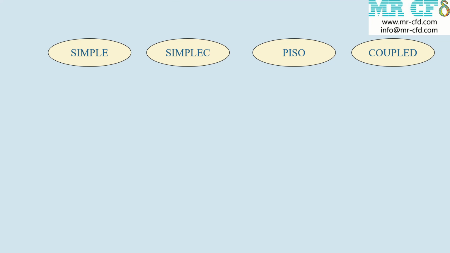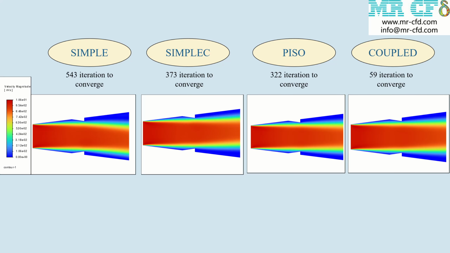In our simulations with different algorithms and schemes, we can delve into the formulations of each algorithm to understand their results. Let's first examine the total iterations required to reach convergence for each algorithm in pressure-based solvers. The SIMPLE algorithm takes 543 iterations to converge. SIMPLEC takes 373 iterations, PISO requires 322 iterations, and the coupled solver achieves convergence in just 59 iterations. We can also observe the results each algorithm provides. Starting with SIMPLE and moving toward the coupled algorithm, we see an increase in solution accuracy.